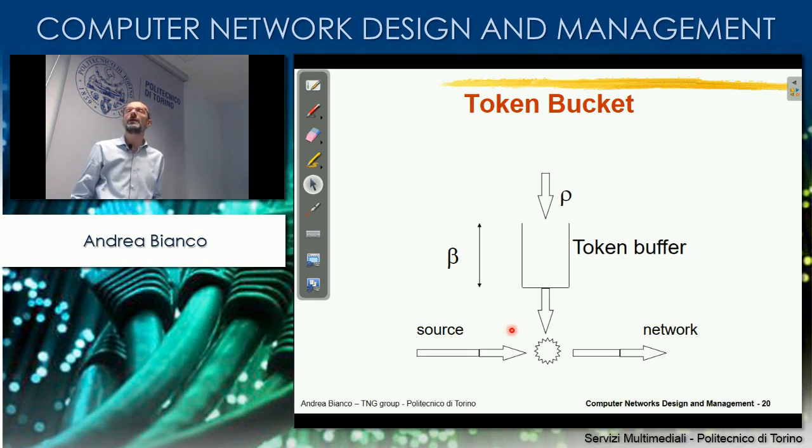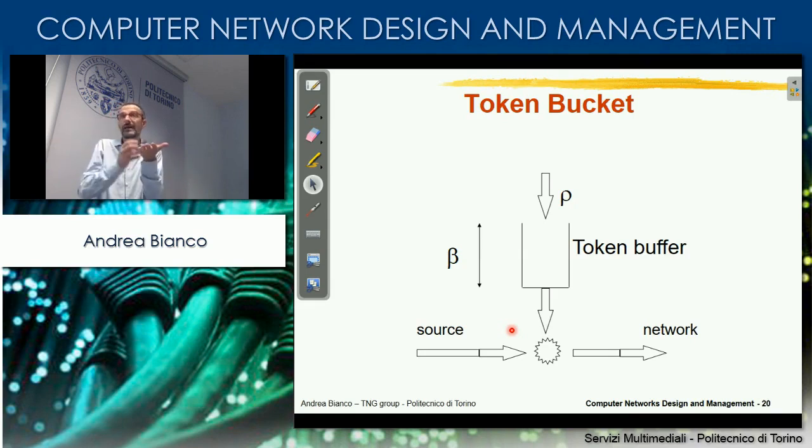In what sense? What a token is? It's a permission to send. So you can see it as a token that you put in a basket, and then if you want to get out, you have to look in this basket and say, okay, there is a token, you take it and you send it out. Or you can have a counter if you prefer.